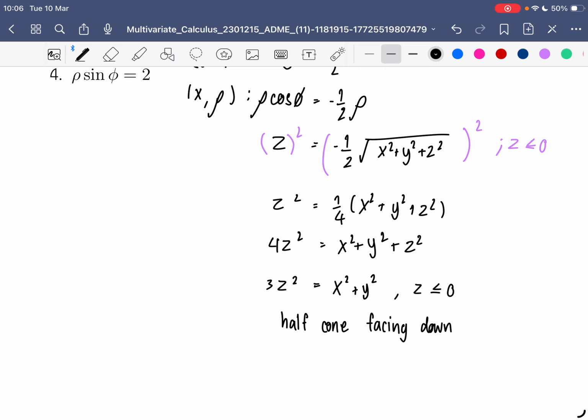And the fourth one, remember that we have x squared plus y squared is rho squared sine squared phi. So for this one, I'll square first. Rho sine phi squared is 2 squared, so this is rho squared sine squared phi is 4. The left-hand side is what we just did. This is a formula for x squared plus y squared.